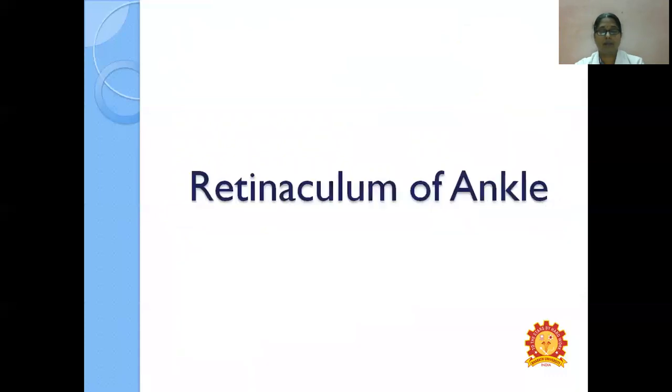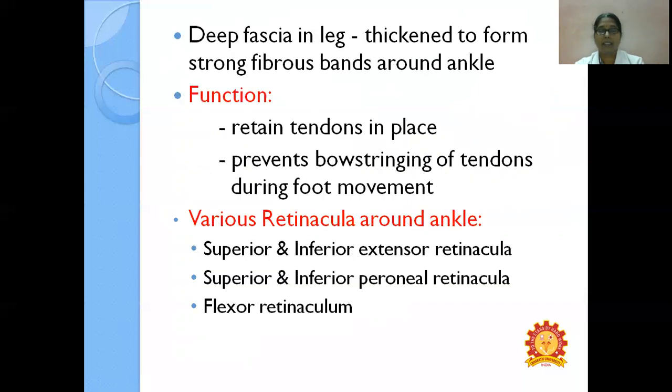So all this you should find out the answer. So next we move on to the retinaculum of the ankle. Retinacula are nothing but modifications of the deep fascia around the ankle. All the deep fascia near the ankle gets thickened to form strong fibrous bands.